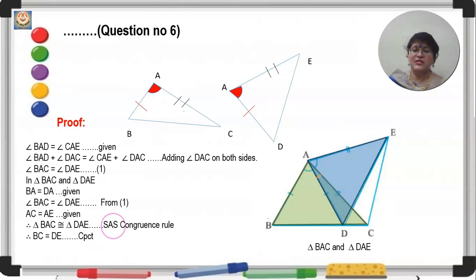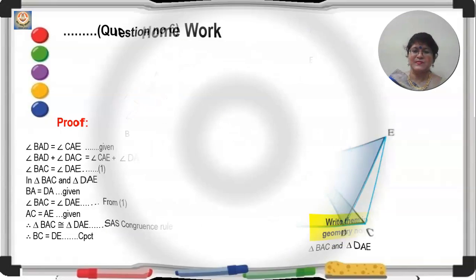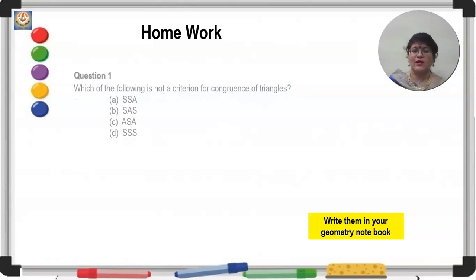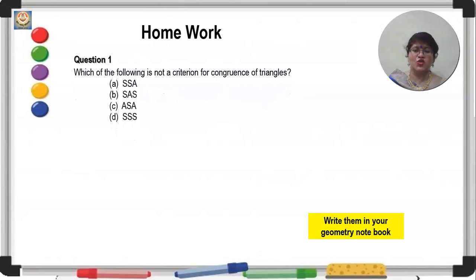Okay, let us move on to some homework questions. It's in the form of MCQs. Which of the following is not a criterion for congruence of triangles? I want you to write down the answer to this. You know the tests of congruency. There are 5 tests of congruency. So find out which is not applicable in this.